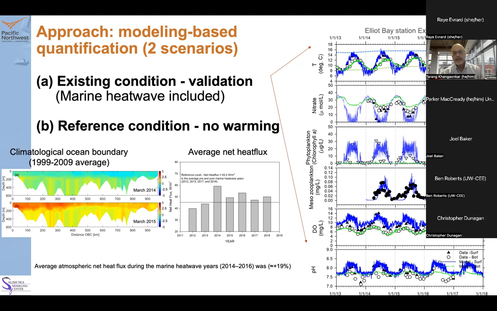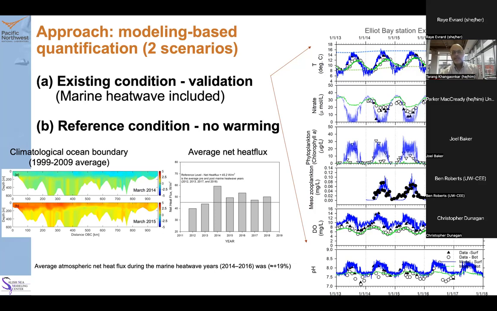Now, to find out what happened during the blob, or to separate out the effect of marine heating that we experienced during the blob, we needed to compare it with reference condition. Now, Nick Bond and others who have always talked about blob, they always referred to blob relative to a 10-year average, climatological average of the ocean conditions from 1999 to 2009. So for the ocean boundary, we developed a reference condition, which is based on an average of those 10 years from 1999 to 2009.